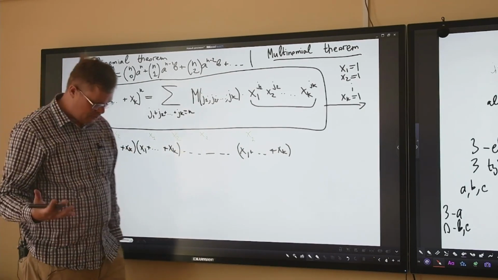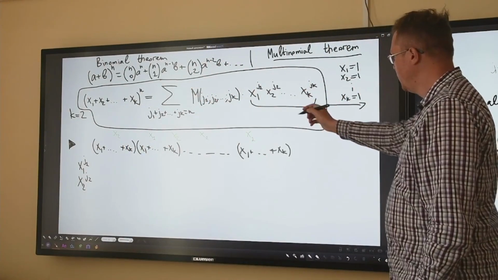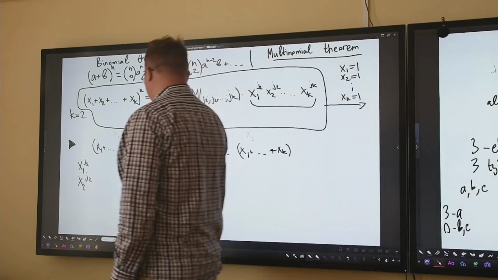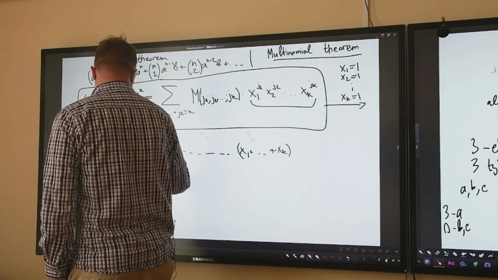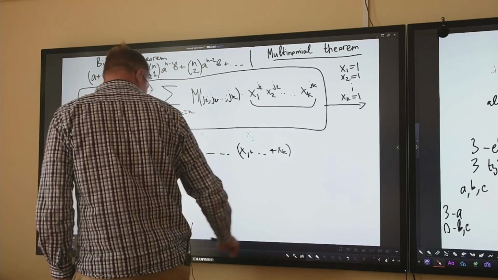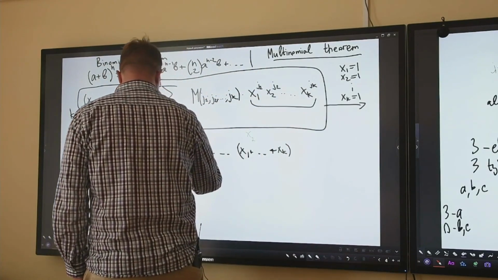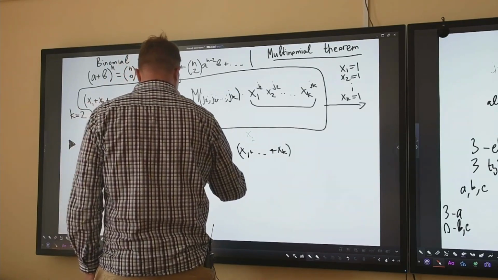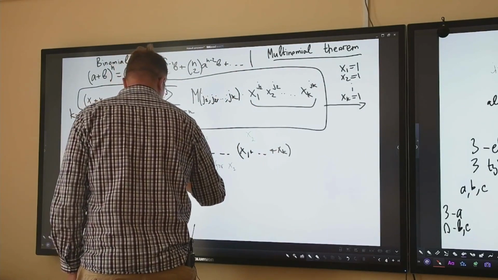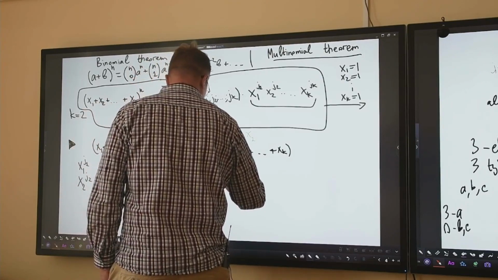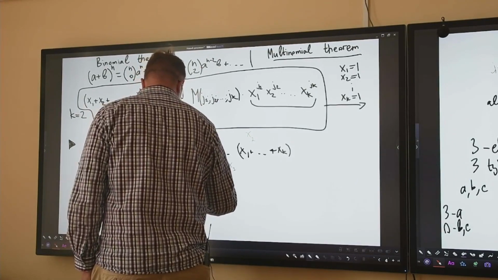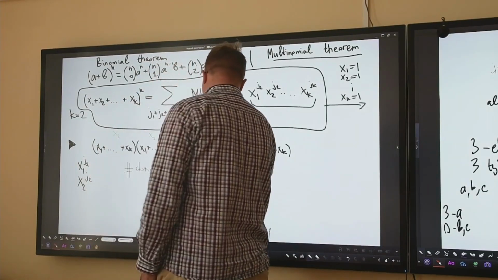And so all possible ways of achieving this monomial in this type of brackets is exactly all possible ways of choosing J1 brackets for variable x1, choosing J2 brackets for x2, J3 brackets for x3, and so on.